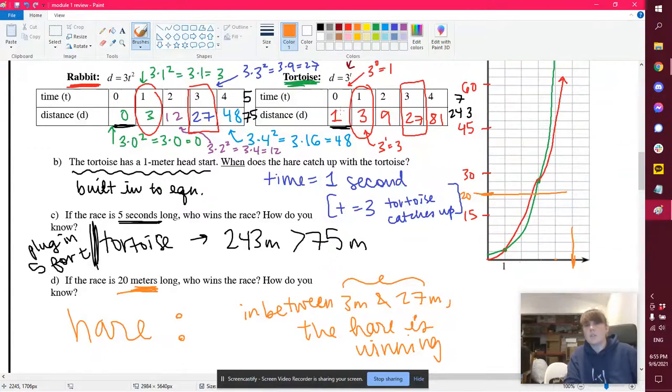We can see this in the table, right, that the rabbit's ahead. We can see this on the graph that the rabbit's ahead. And it doesn't matter which one's going faster. It matters which one's ahead of the other one, right? Like if I start a race with Usain Bolt and I get a mile head start, after 4 seconds, I am beating him, even though he's definitely going faster than I am, right?